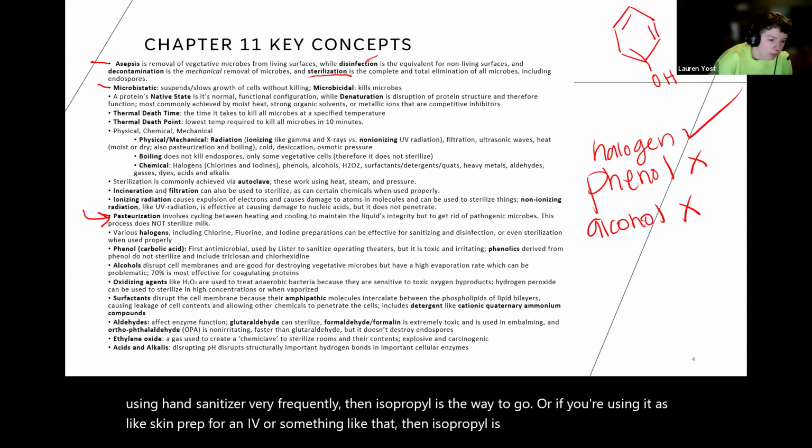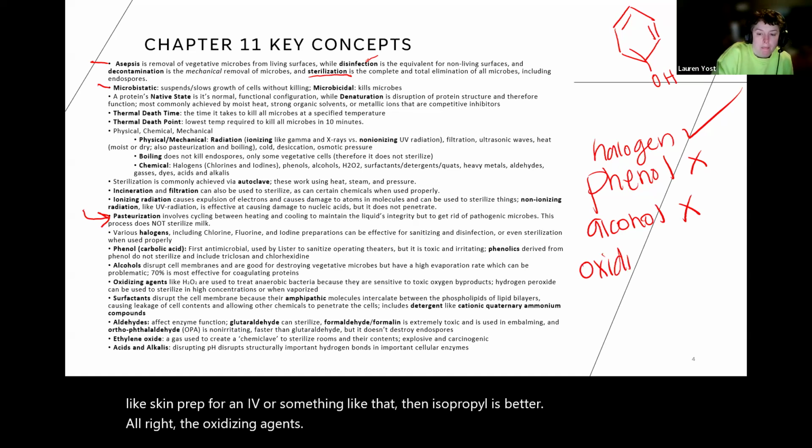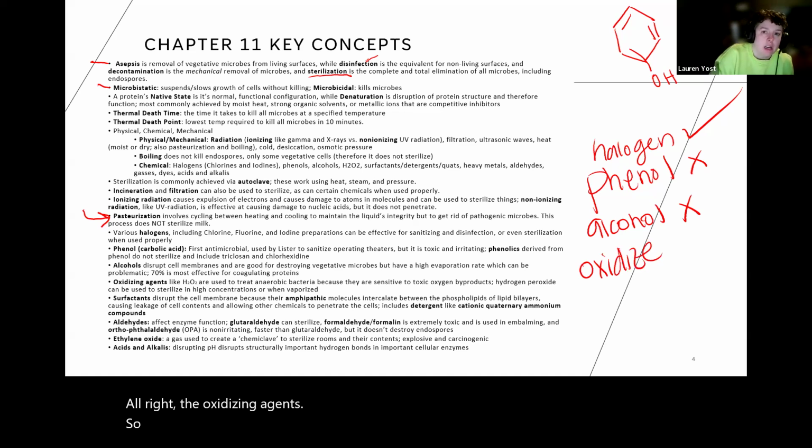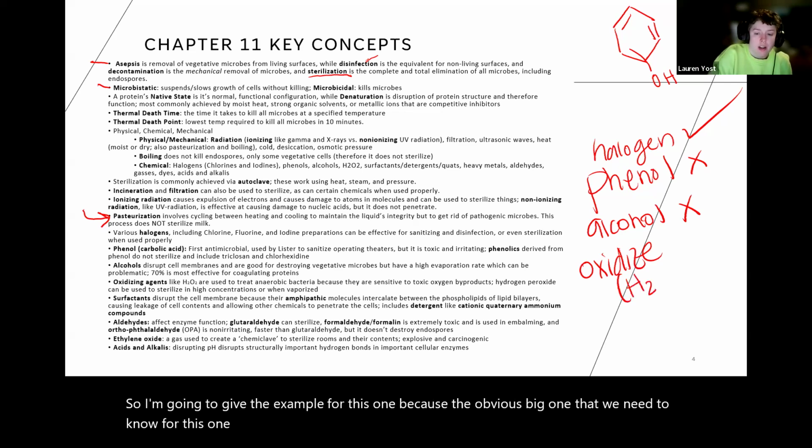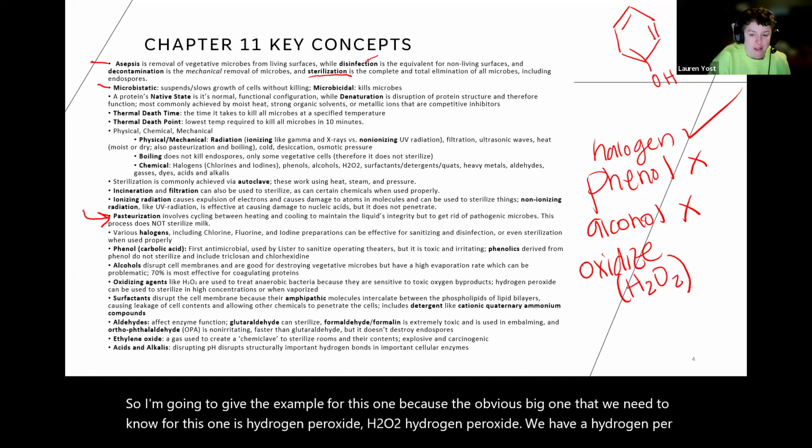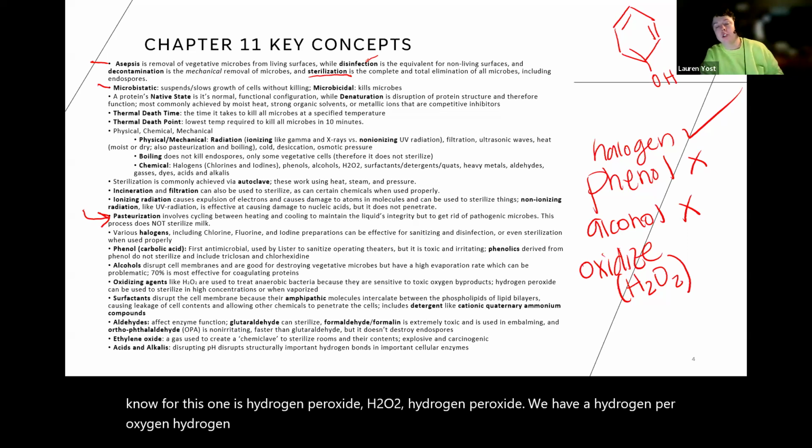All right, the oxidizing agents. I'm going to give the example for this one because the obvious big one that we need to know for this one is hydrogen peroxide, H2O2. Hydrogen peroxide. We have a hydrogen peroxide. All right, so that's H2O2.